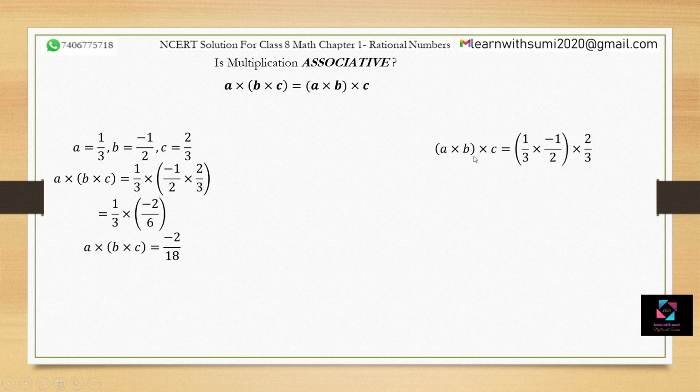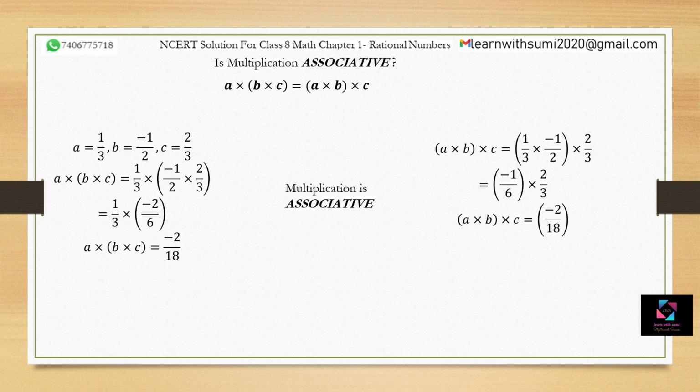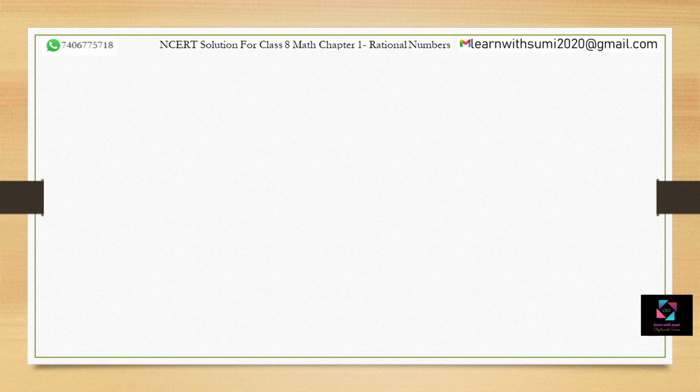A into B into C is equal to 1 by 3 into minus 1 by 2 into 2 by 3. We will multiply A into B first, that is minus 1 divided by 6 into 2 by 3. After the multiplication, we get minus 2 divided by 18. You can compare both LHS and RHS values. You can see that both the values are same. Hence, multiplication is associative. Now we will move on towards the associative property of division.